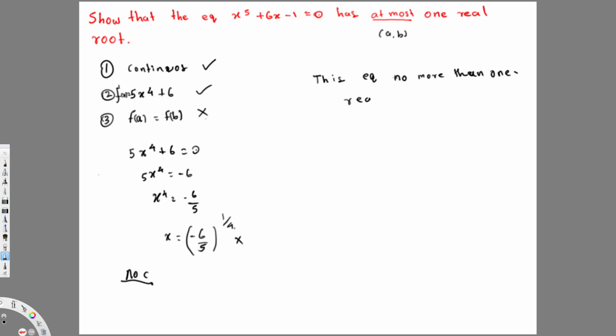Or you can say it cannot have more than one real root. So this is what they are asking to prove. So since it's failing Rolle's theorem, we can say there's no real root at all. So that's my final answer.